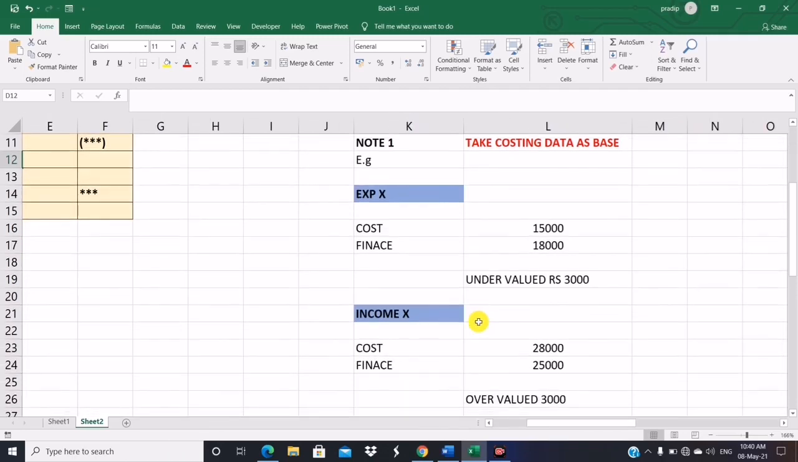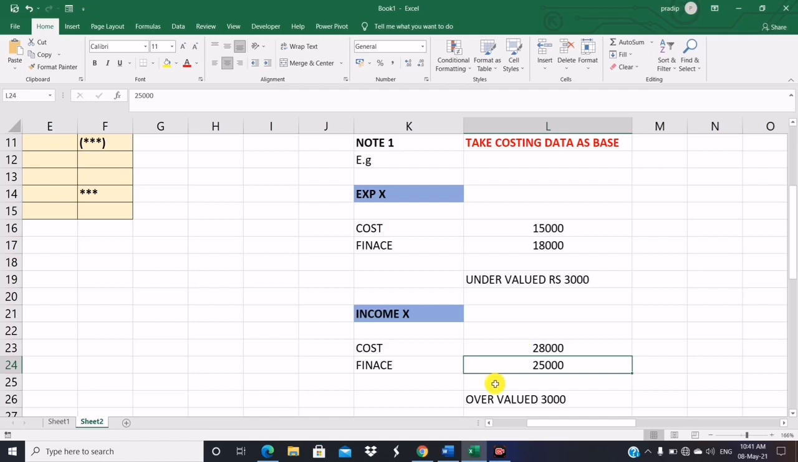But in case of income, for example, an income is given, and the income in cost accounting is 28,000, in financial accounting it is 25,000. What we have to do is take costing data as a base, because in costing the amount is more, and in financial accounting the amount is less.